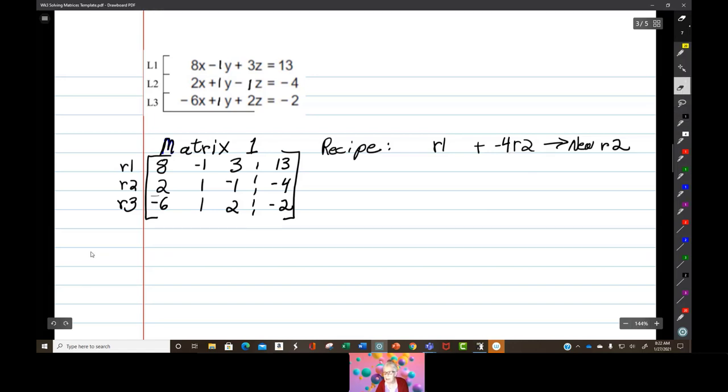Notice that my motivation, all I care about is that position and that position. And whatever happens to these numbers is like collateral, you know, you've heard collateral damage. Well, collateral computation.